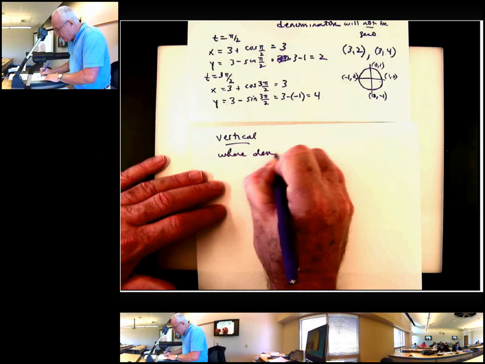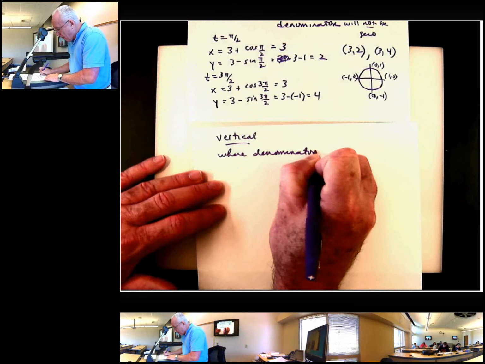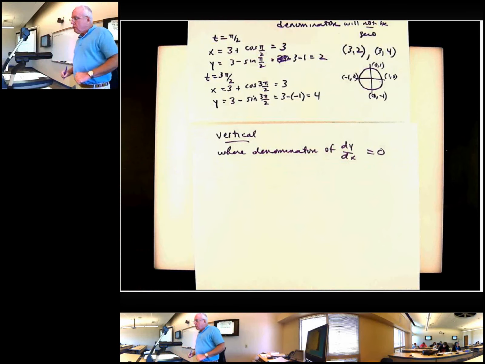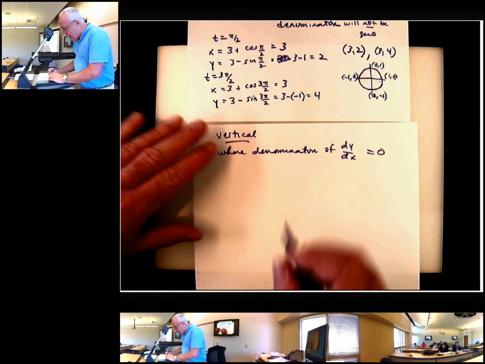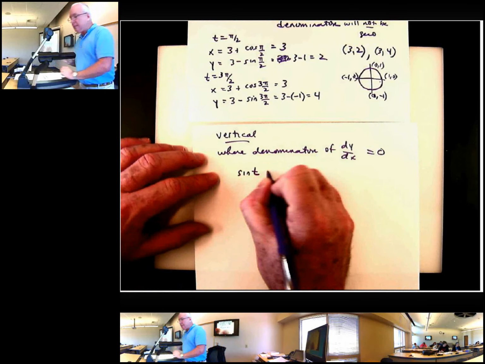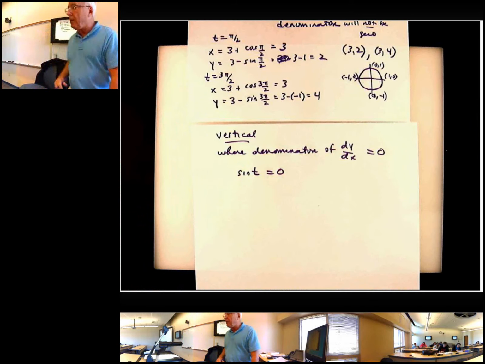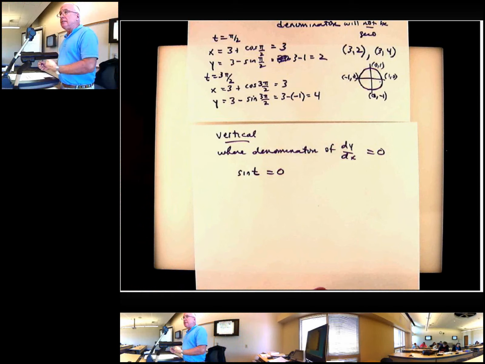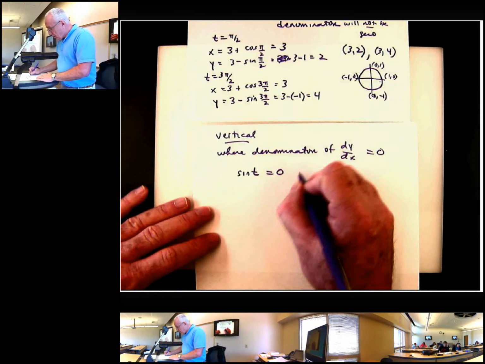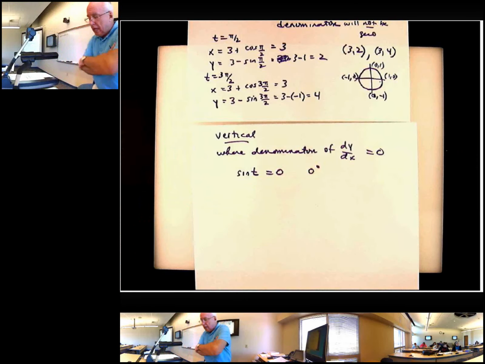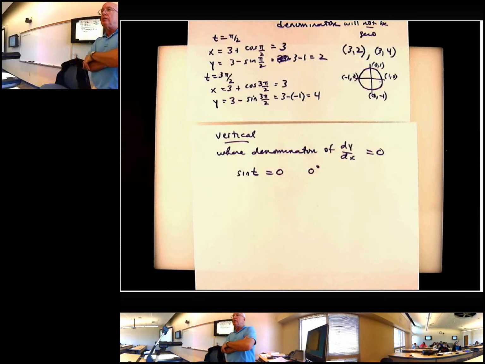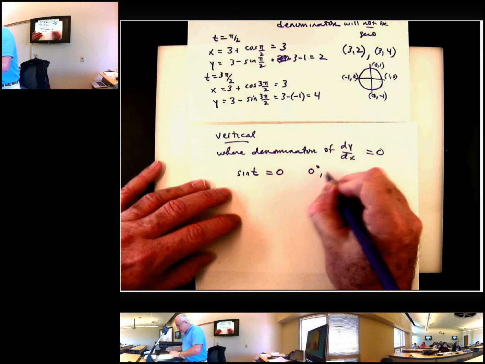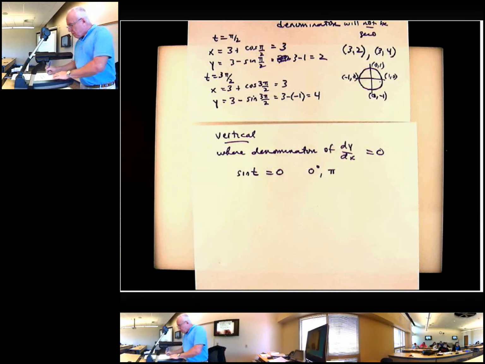Where the denominator of dy/dx equals 0. So our denominator we had obtained was sine of t. So we set sine of t equal to 0 and figure out a couple of points where that occurs. Well, one point is at 0 degrees, right? And what's another point where the sine is going to go back to being 0? Pi, right. Okay, so let's see what we get here then.